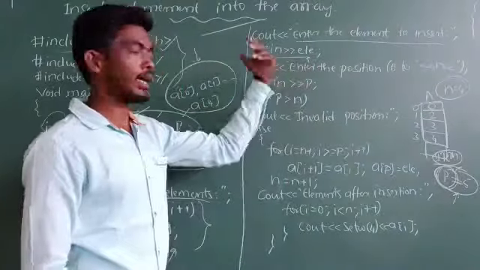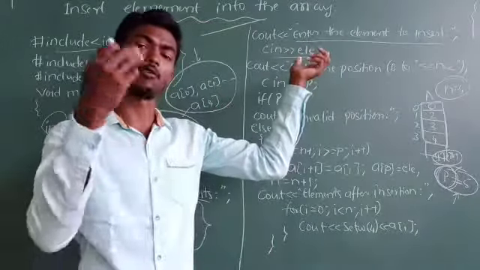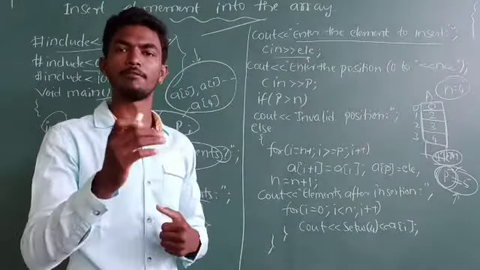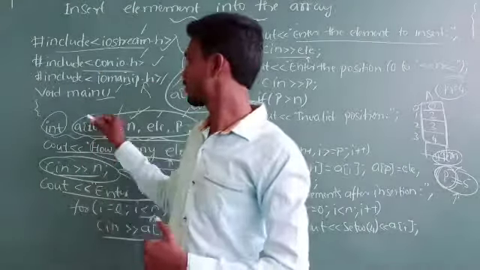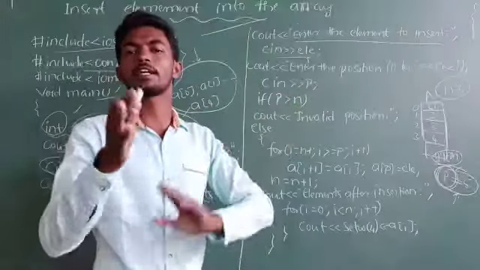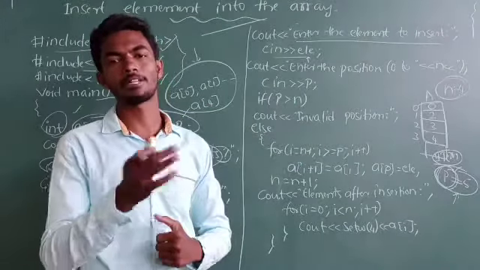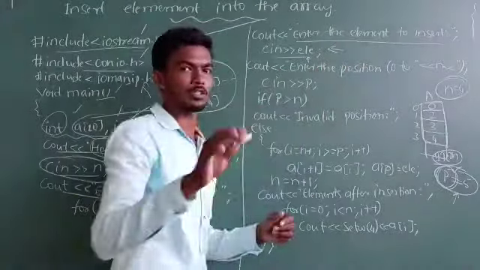Understood? Internally it will just convert that float into the integer value. And if you provide characters when you mention the integer type, it will take a random value, a garbage value. Okay? So try to insert the integer value itself.